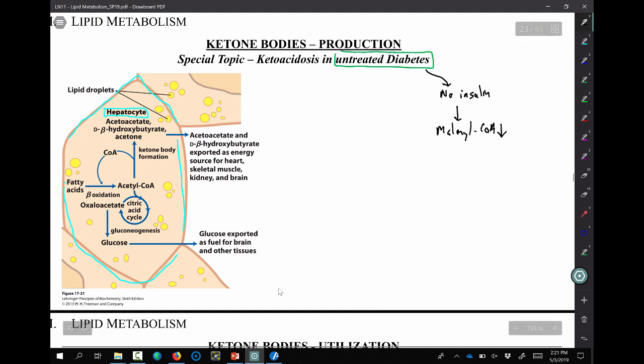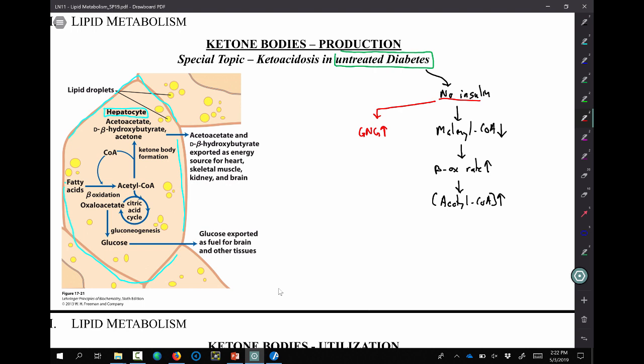Now, because of that, as a result, beta oxidation rate increases, and because of that, acetyl-CoA concentration in the hepatocyte will go up. Break down fatty acids, make a bunch of acetyl-CoA. Now at the same time, because there is no insulin, we also know this: gluconeogenesis rate will increase. And you say, gluconeogenesis, that was a long time ago. I don't honestly want to remember anything about gluconeogenesis.